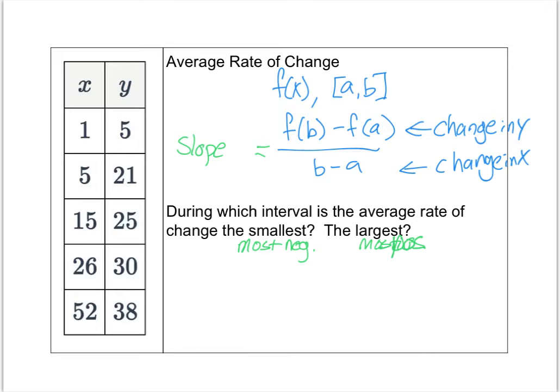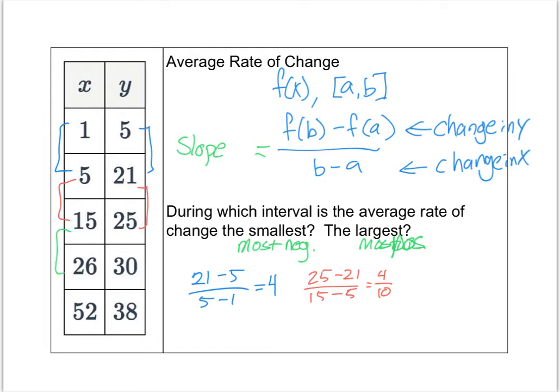Okay, so let's find some intervals. Between 1 and 5, we're going from 5 to 21. I'm going to call this the blue interval. So we're looking at 21 minus 5 over 5 minus 1, which is going to be 16 over 4, or 4. Cool. The red interval, we've got 25 minus 21 over 15 minus 5, which is going to be 4/10. That's definitely not bigger than the first one.